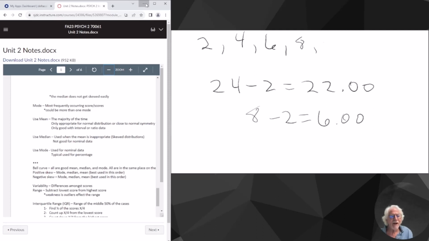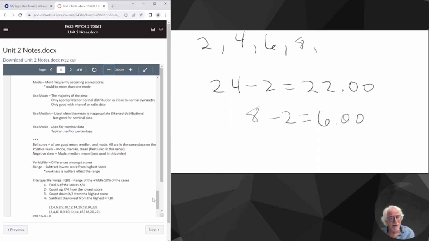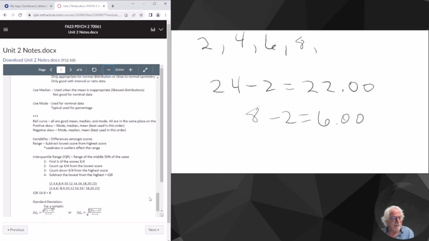So if there are outliers involved, what we're going to look at is not the range, but what we call the interquartile range, quarters. So we're going to be looking at the two middle quarters, which would eliminate any outliers, right?